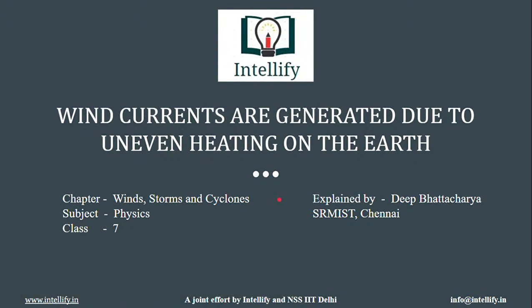Our topic of discussion today would be wind currents are generated due to uneven heating of the earth. The chapter is Wind, Storms and Cyclones, which is chapter 8 of class 7 science.